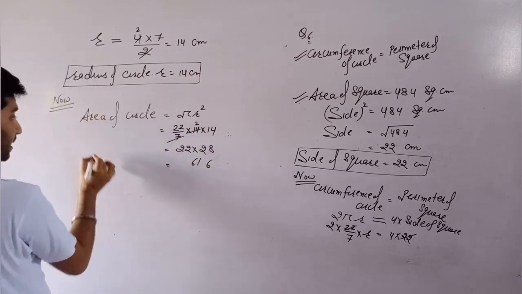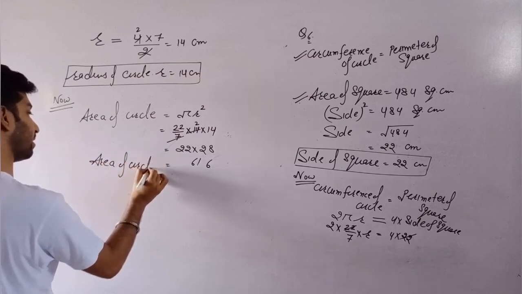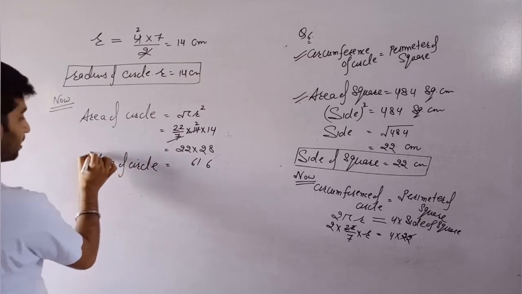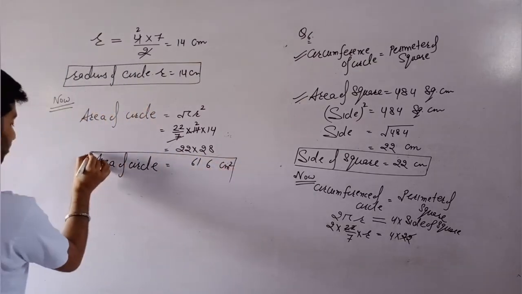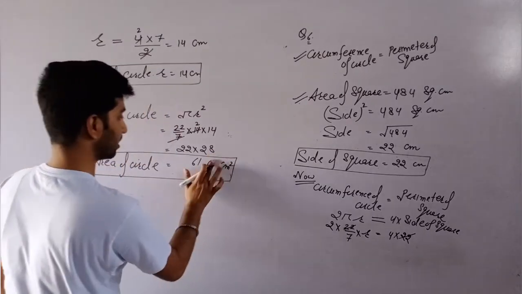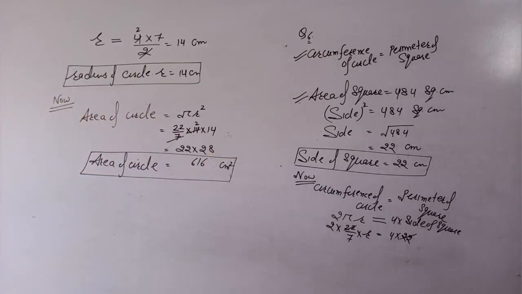It is the area, which is our required answer, that the area of circle is 616 centimeters square, because it is the area, so unit is centimeter square. It is the required answer of this question, that area of circle.